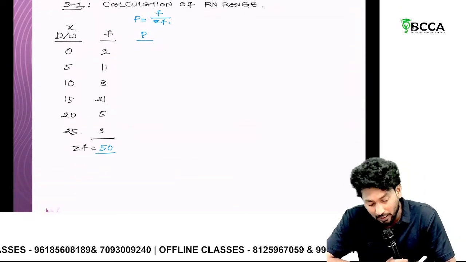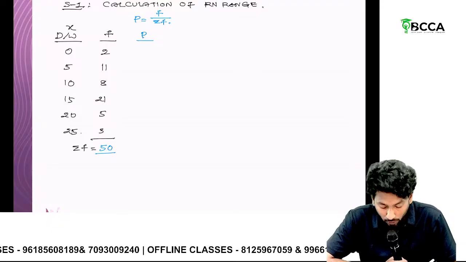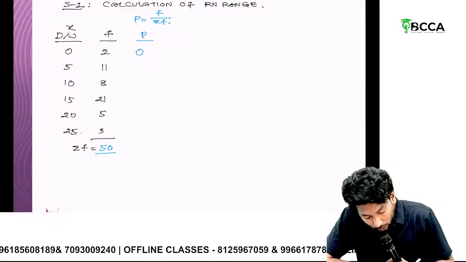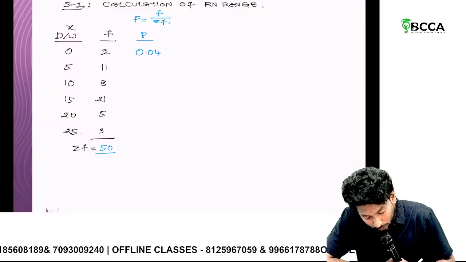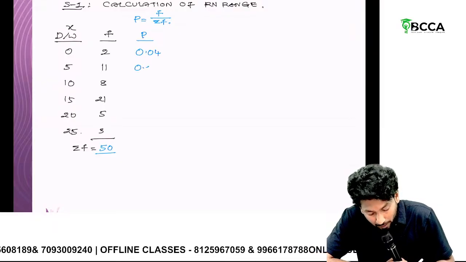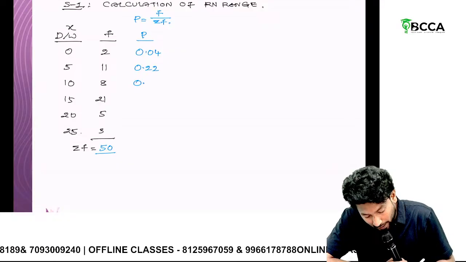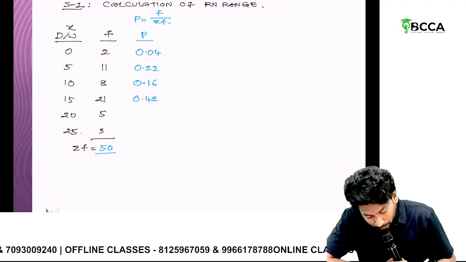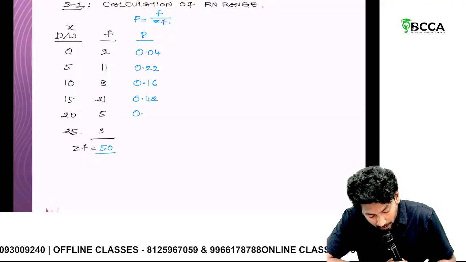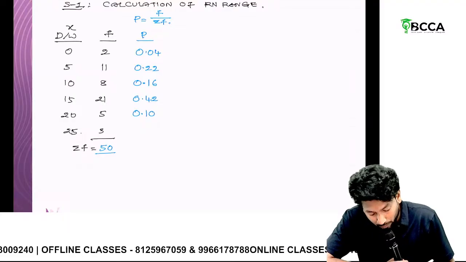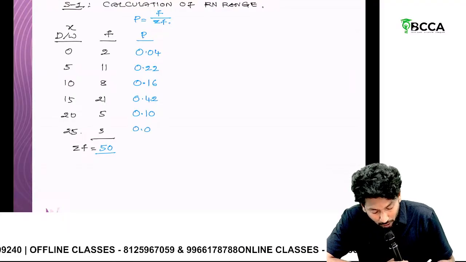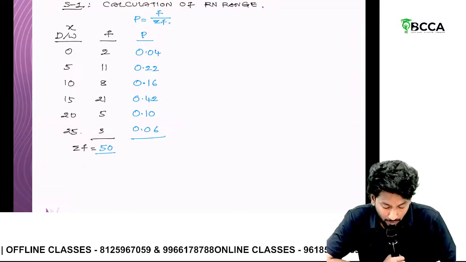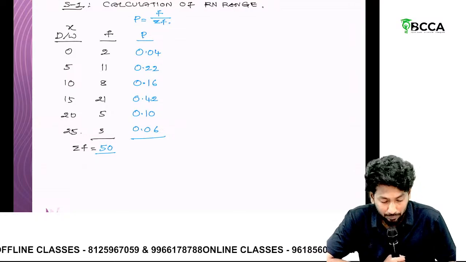So for the first decision variable 0, frequency is 2 and total frequency is 50. 2 divided by 50 means 0.04. Next, 11 by 50 means 0.22, 0.16, 0.42, 0.10, 0.06. Total should be equal to 1, sir. Please check that calculation once.